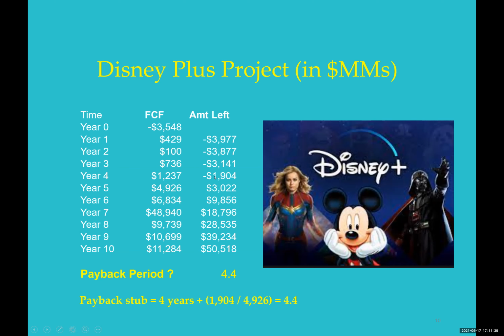So you draw a line under year 4, and you say break even occurs somewhere after year 4 during year 5. To figure out that stub piece, you take the 1.904 and you divide it by 4.926, and you get the 0.4. So to break even on the Disney Plus project using my totally made up numbers, it takes 4.4 years.